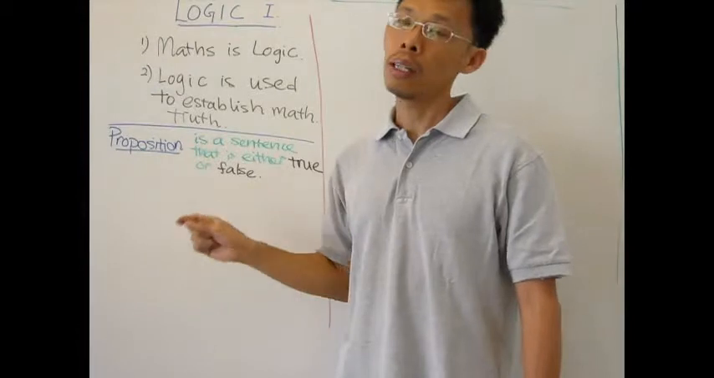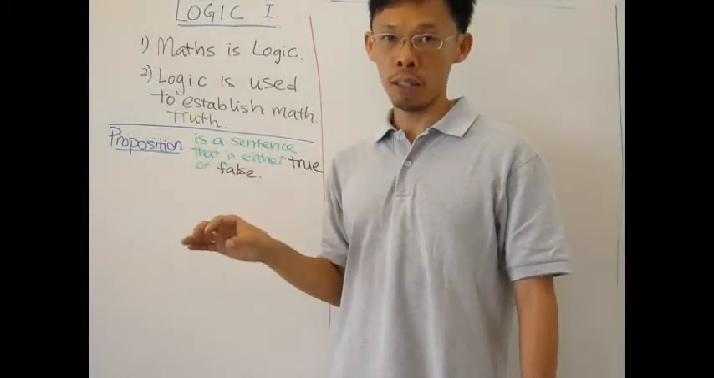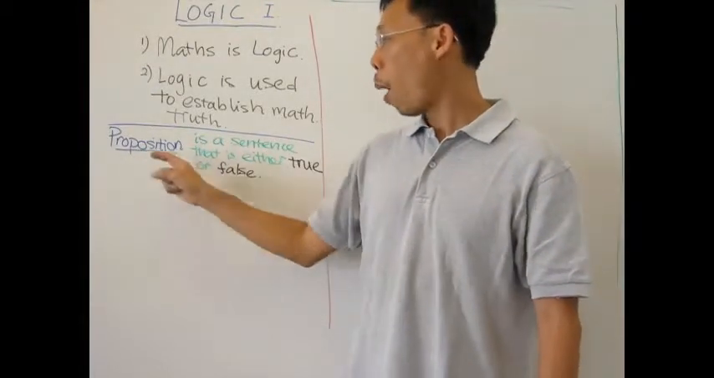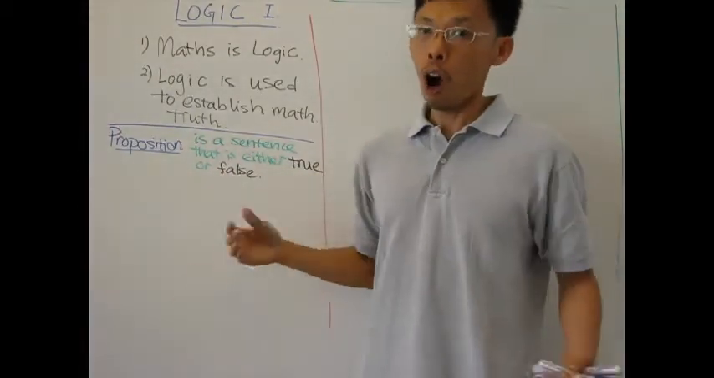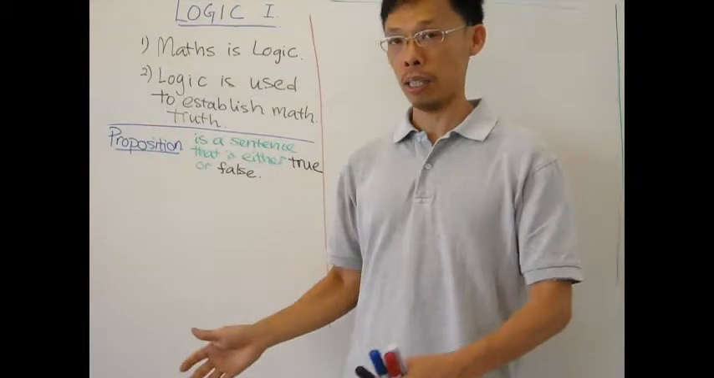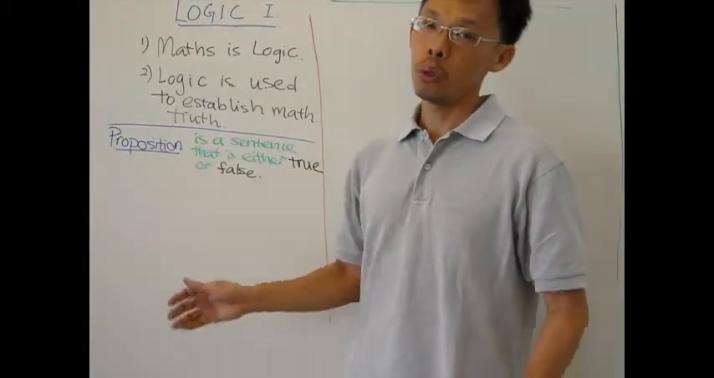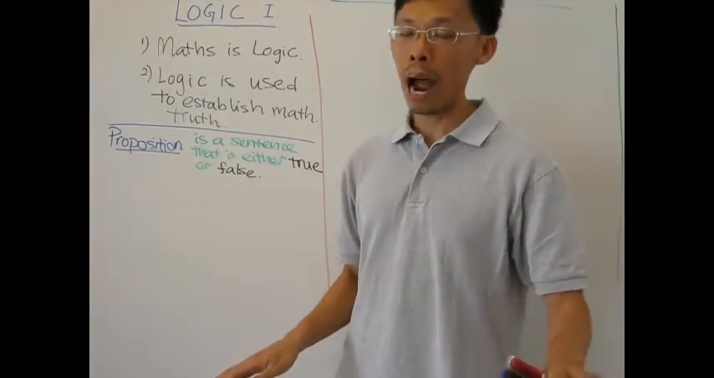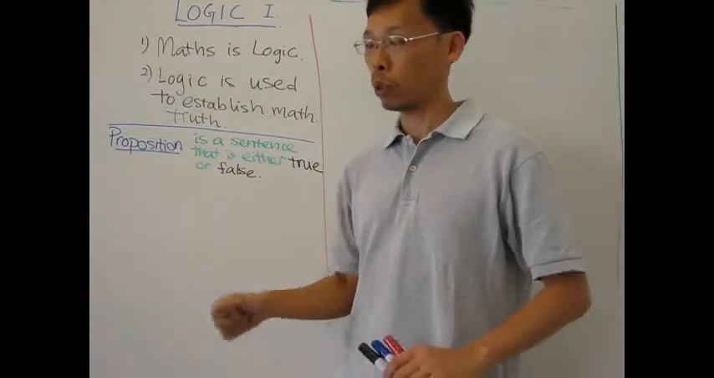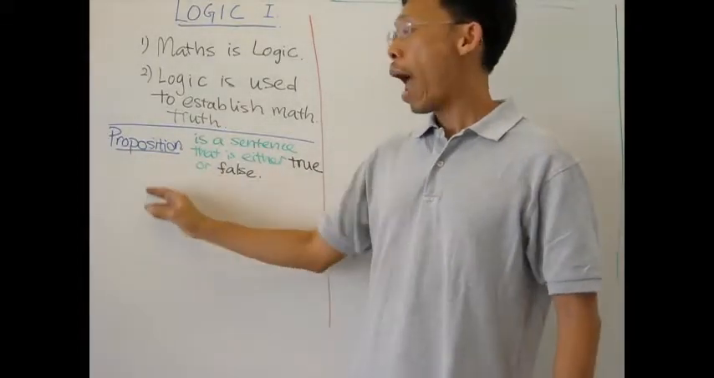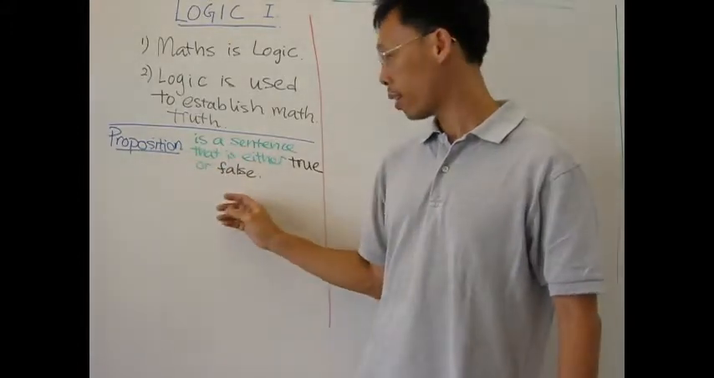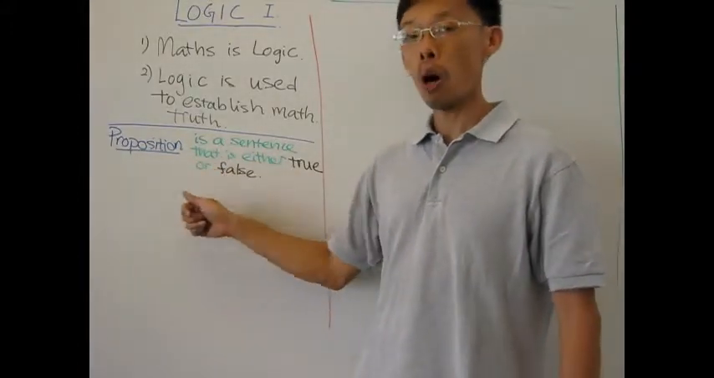And in mathematics, when we have an equation or a statement, say 1 plus 1 is equal to 2, that is a proposition. A proposition is a sentence that is either true or false. Obviously, we know 1 plus 1 is equal to 2, so that is accepted. One item plus one item is equal to 2 items, so that is true. Any sentence that is either true or false is called a proposition.